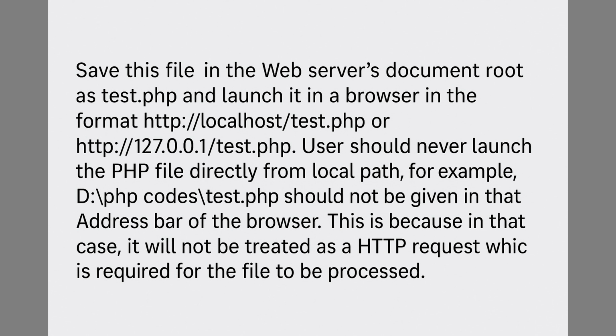Name the file test.php. Open any browser and type http://localhost/test.php in the address bar. Alternatively, you can also use http://127.0.0.1/test.php. Both addresses point to your local server. When you press Enter, the browser should display a page showing detailed PHP configuration information. This means your Apache and PHP integration has been set up successfully.